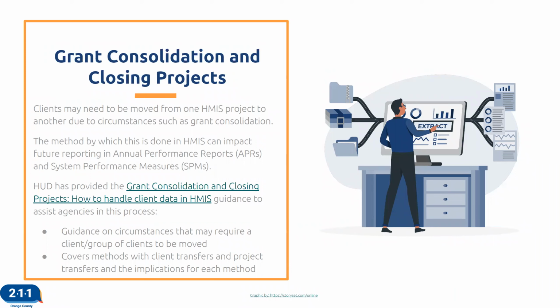When project or client transfers are needed, agencies must decide the method in advance, prior to the end of an operating year. HUD has provided guidance called Grant Consolidation and Closing Projects, How to Handle Client Data in HMIS, to assist agencies in this process. The document discusses circumstances that may require a client or group of clients to be moved, and it covers methods with client transfers and project transfers and the implications for each method.